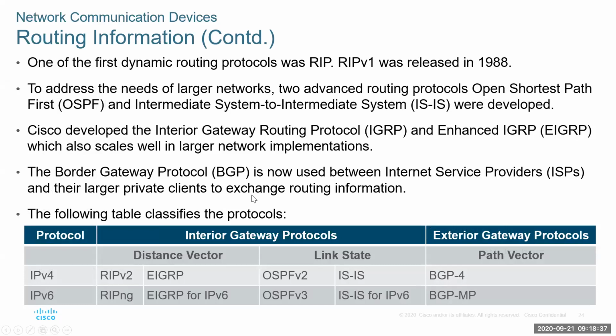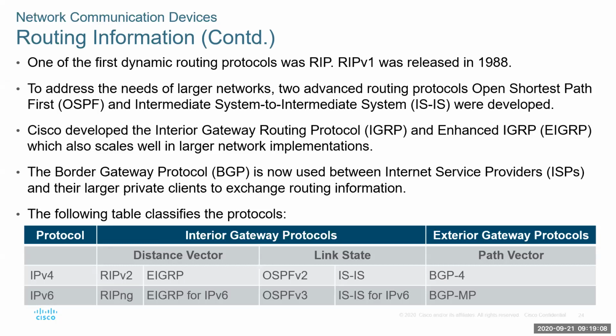So one of the first dynamic routing protocols was RIP, and RIP is one of the easiest ones to set up and use. RIP version 1 came out in 1988. That addresses the needs of larger networks for two advanced routing protocols, OSPF, and then as well as ISIS, which is intermediate system to intermediate system. Cisco then developed IGRP and then an enhanced EIGRP, which also scales to even larger network implementations.